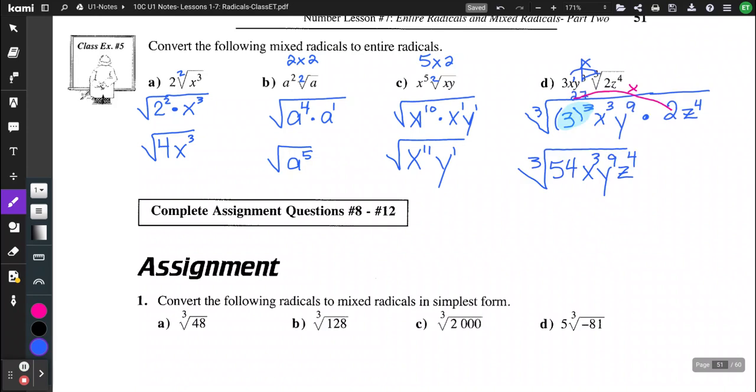Okay, as you can see, we multiply this number by the 2 to get our 54. There's nothing to add to each of our exponents, so they write them in final underneath the cube root sign. This concludes lesson 7.